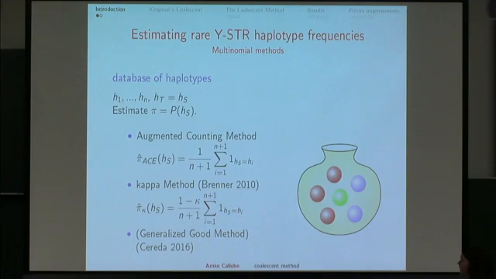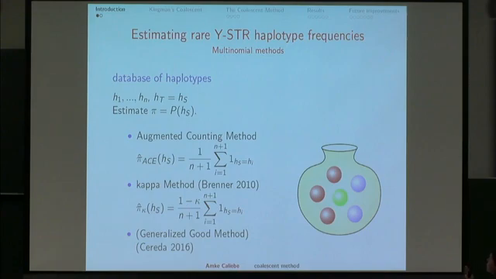So what are our data? Again, we have a database here of n persons with haplotypes H1 to Hn, and also we have got the haplotype of the trace, which is identical to that of the suspect. And what we want to do now, during this talk at least, is estimate the population frequency of HS, which I will call here pi.